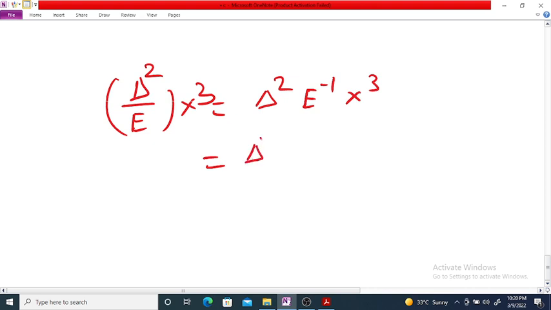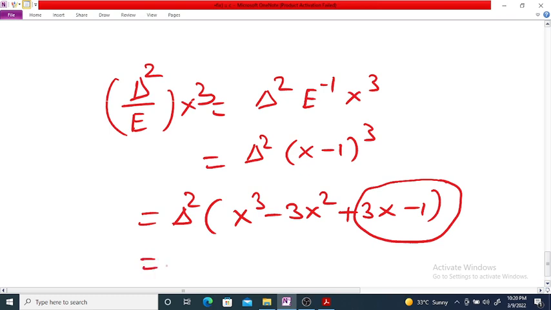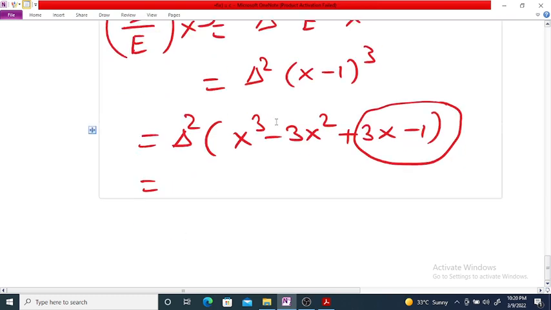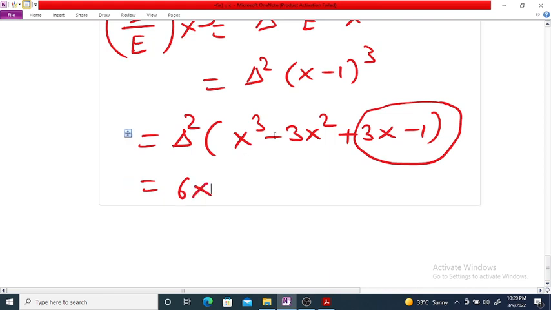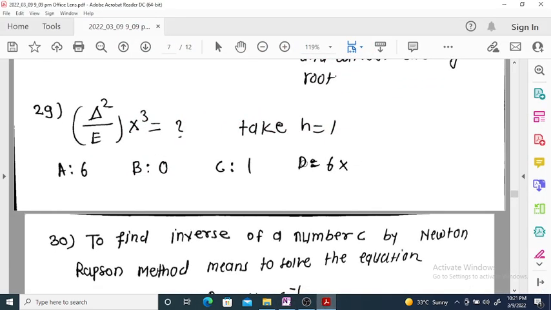So this is nothing but Delta square of (x minus 1) cube. So this is Delta square of x cube minus 3x square plus 3x minus 1, and since it is a second order difference, the constant term is equal to 0, and the second order difference of 3x is equal to 0 as well, and the second order difference of x cube gives 6x. So the correct option is h equal to 1. So here d is equal to 6x.